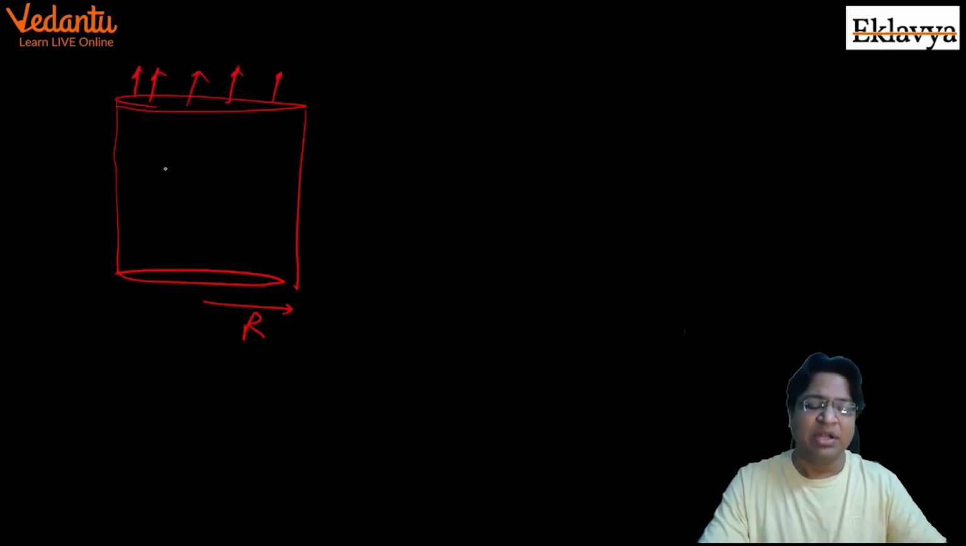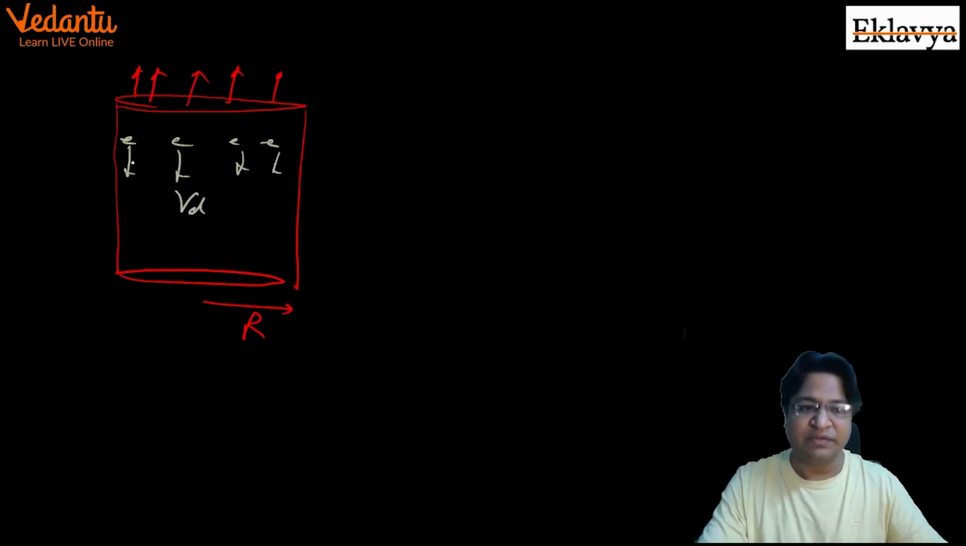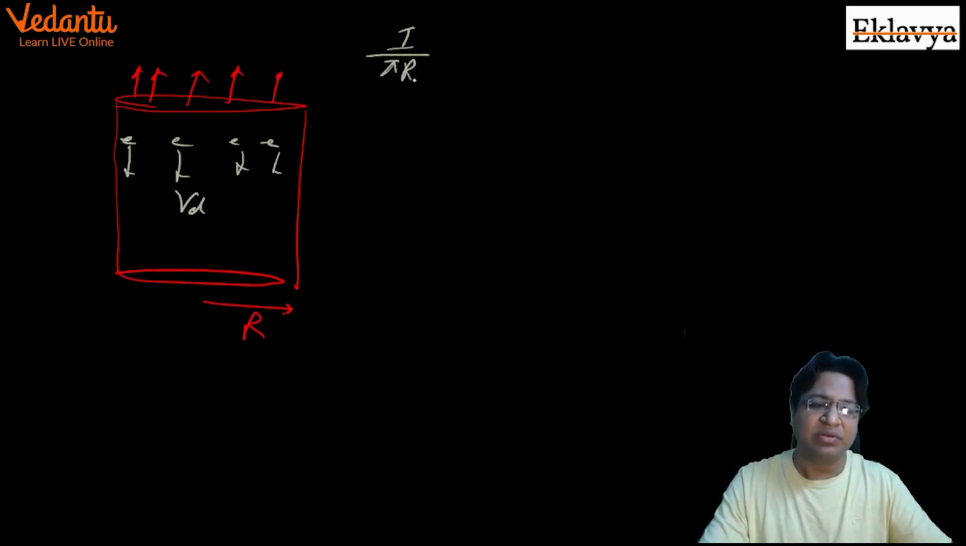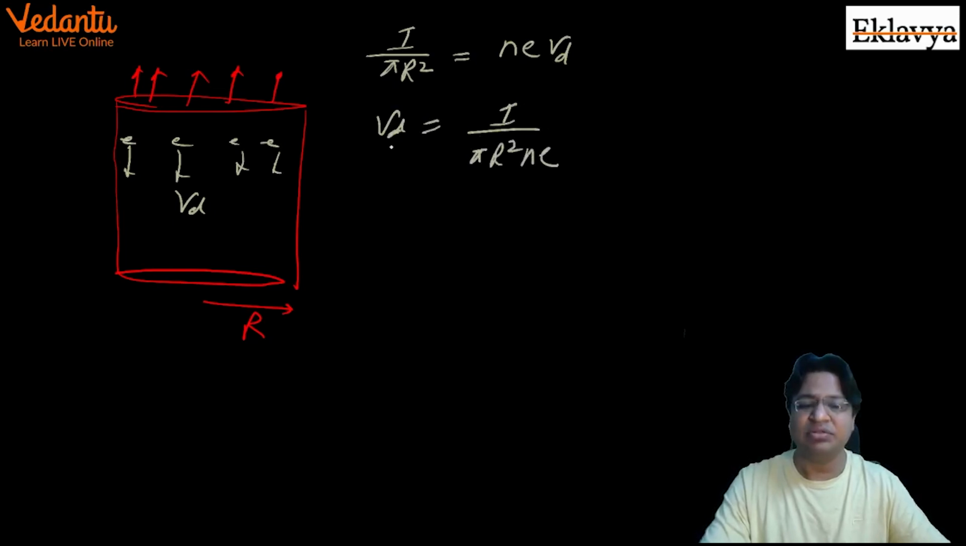Now keep in mind, guys, if we are saying that current is flowing in the upward direction, then it obviously means that the electrons are drifting in the downward direction. Let's say they are drifting with this velocity Vd. So the current density would be I by pi r square, current per unit area. Current density is equal to nevd. That's a formula again. J is equal to nevd. That's the formula that I'm using here. So the drift speed of the electrons is I divided by pi r square into ne.